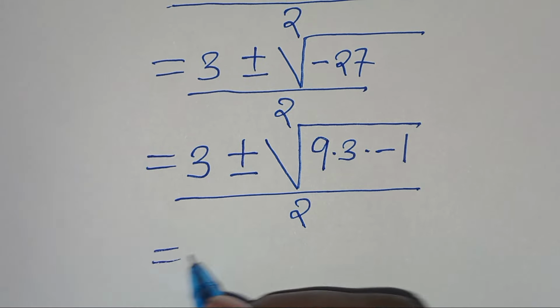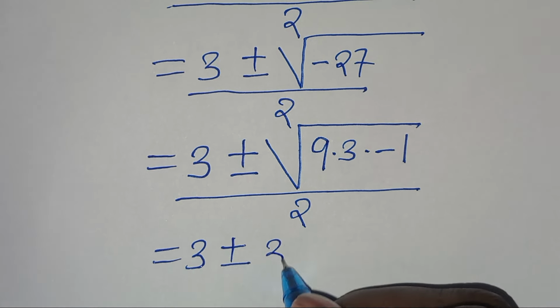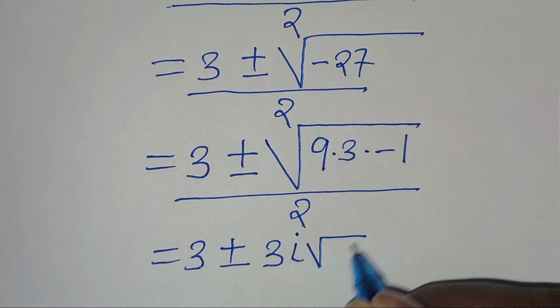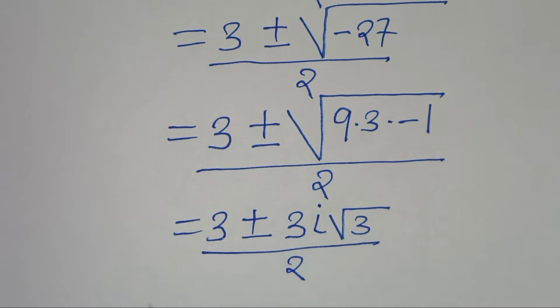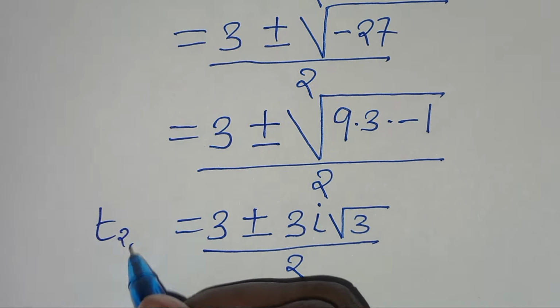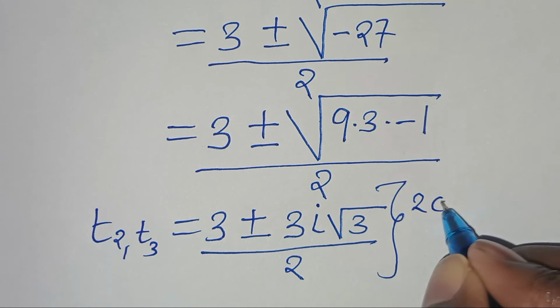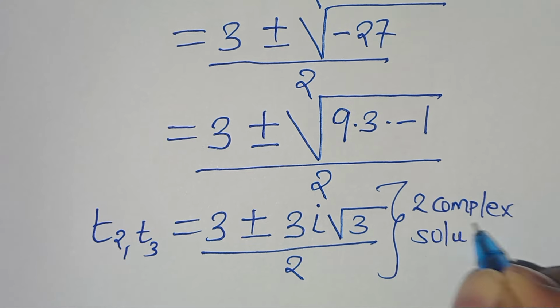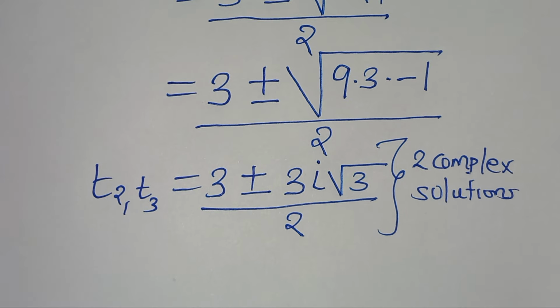So here we have 3 plus or minus the square root of 9. This is 3. The square root of minus 1 is i. Then square root of 3, everything here divided by 2. So this is t2, t3, and you find that these are two complex solutions under case 1.